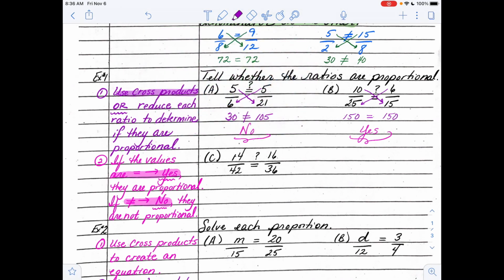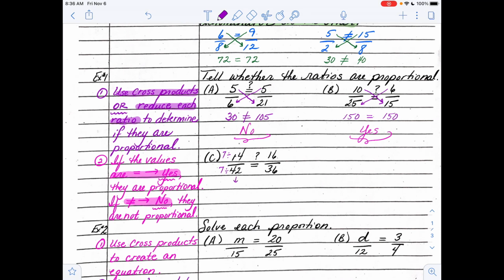If the numbers are too big to multiply mentally, then what I could do is reduce each ratio to as small as it can possibly be. So let's go ahead and look at that first one. That first one is 14 and 42. Well, I know 7 goes into 14 evenly, and 7 goes into 42 evenly. So let's go ahead and see what we get.